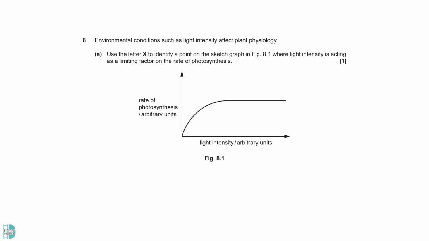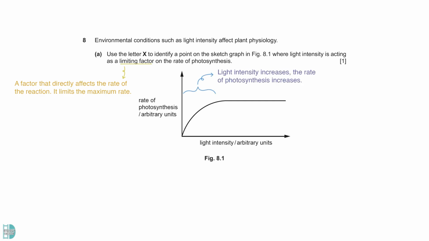A wants you to identify a point where light intensity is acting as a limiting factor on the rate of photosynthesis. A limiting factor is a factor that directly affects the rate of reaction. It limits the maximum rate. The reaction rate is controlled by light intensity before the graph levels off. In this region, an increase in light intensity causes an increase in the rate of photosynthesis. So, putting an X at any point near the increasing part is correct.